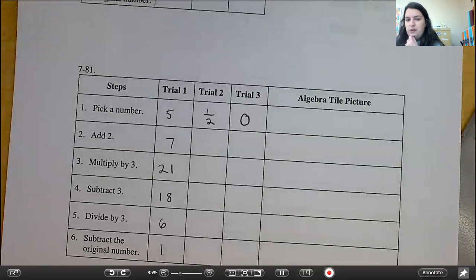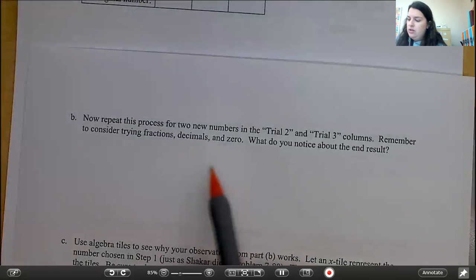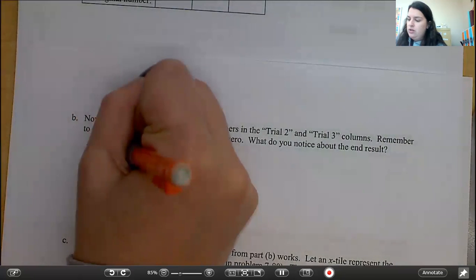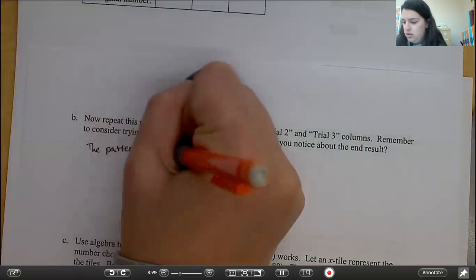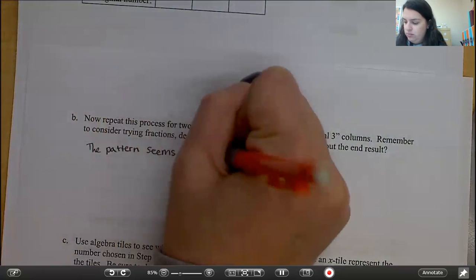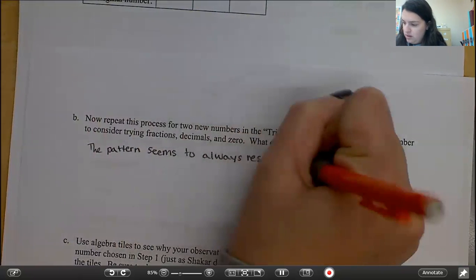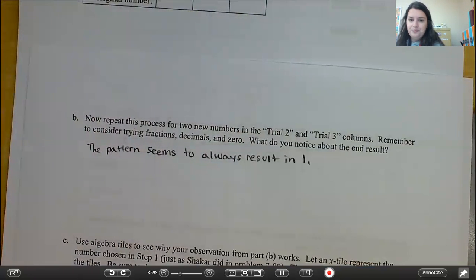If you're back with me, you filled out your chart and answered the question, what do you notice about the end result? So the pattern seems to always result in 1.